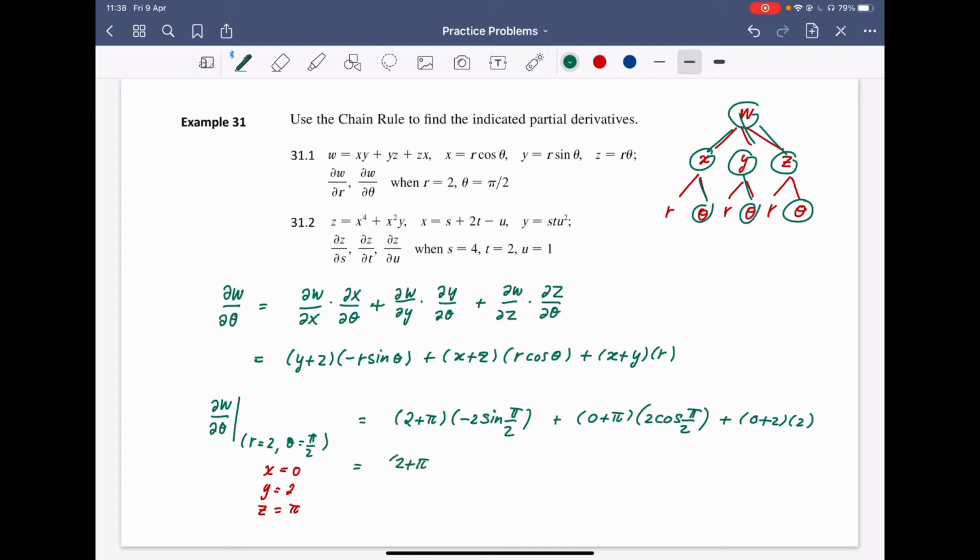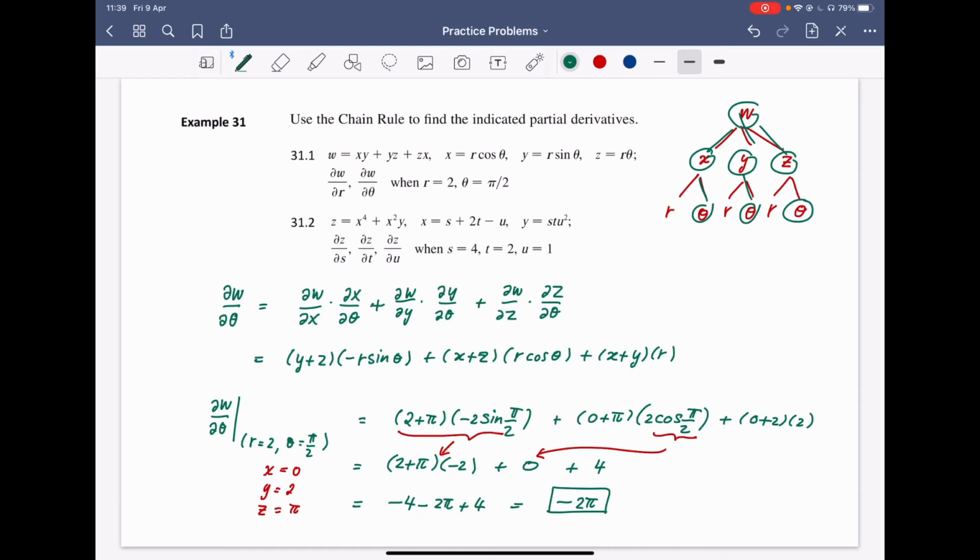So 2 plus pi times negative 2, and then plus 0 here, because cosine pi over 2 is 0, so you're going to get 0 here anyway. So this term is going to be that, and the last term is going to be 4. At the end you get negative 4, negative 2 pi, plus 4, and the answer is negative 2 pi. All right, this is how to do question 31.1. Easy? Well, it is supposed to be easy, as long as you set up the diagram correctly.